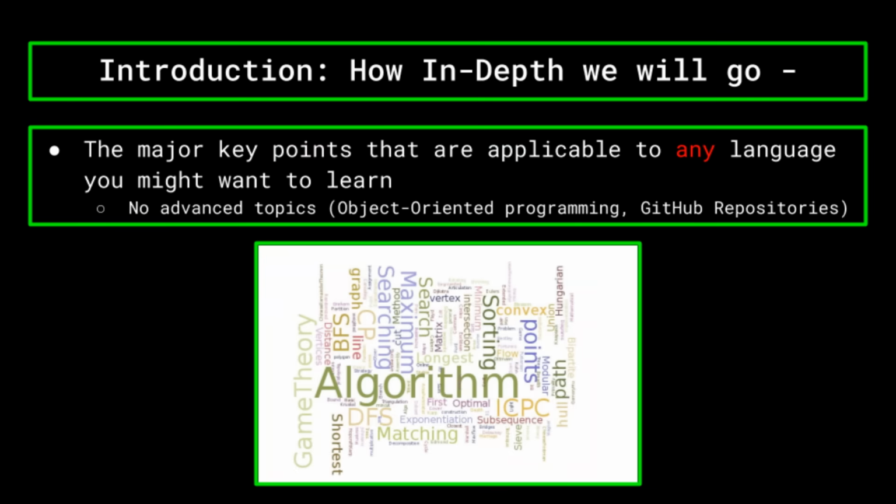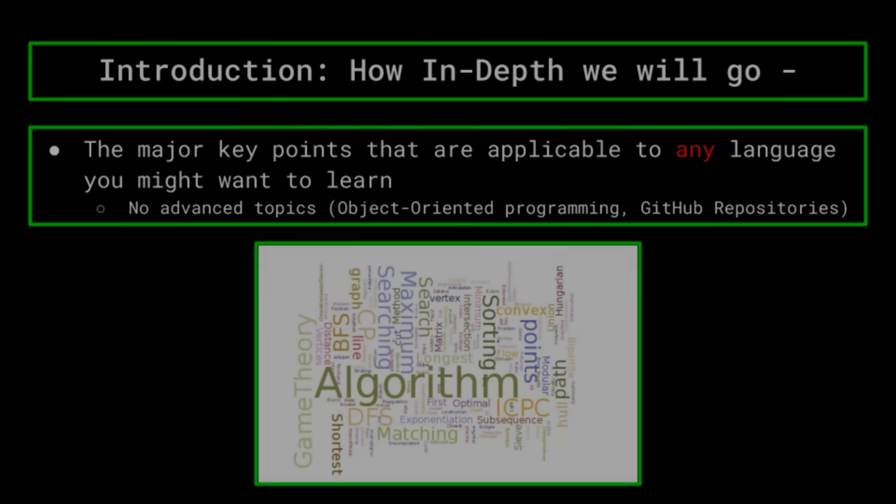We'll only be covering the major key points that apply to all programming languages, so we'll be shying away from topics such as object-oriented coding and command line navigation, as those are things which are language specific. Additionally, there will be no software required for you to download in order to follow along with this tutorial, as we won't be writing any code in an IDE to keep things simple and concentrated.